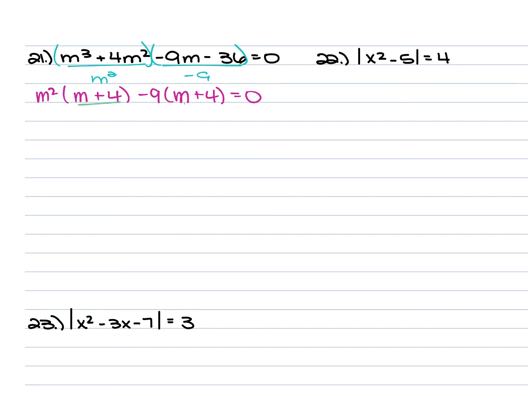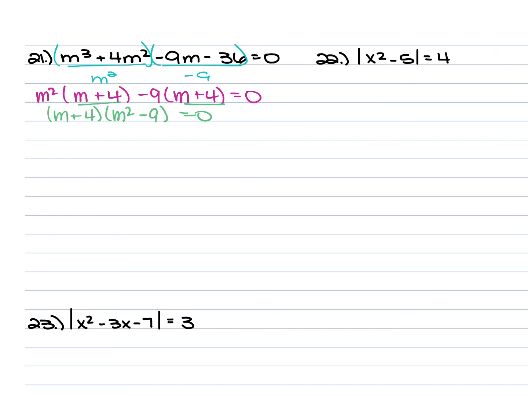Your two sets of parentheses are the same, so you can rewrite this as (m plus 4) times (m squared minus 9) is equal to 0. You can still factor the m squared minus 9 since it's a difference of squares. If you don't want to do that and you just want to set that equal to 0, you can do that, but when you take the square root of both sides, you're going to have to remember to put the plus or minus in front of your answer.